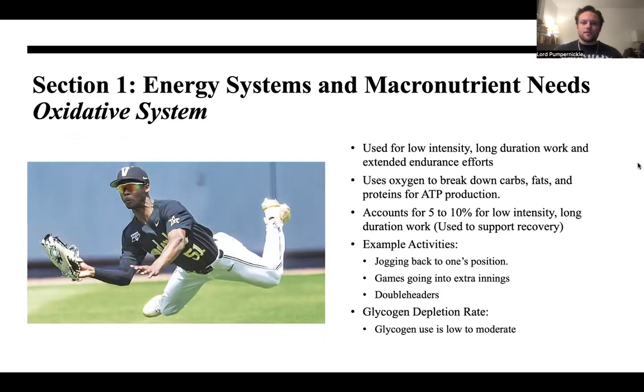Now for the oxidative system: low intensity, long duration, endurance efforts. It uses oxygen to break down carbs, fats, and proteins for ATP production. It accounts for 5 to 10% of low intensity, long duration work. It's utilized for recovery. Some example baseball activities that utilize this oxidative system: I just got a ball in the outfield and I'm jogging back to the bench.